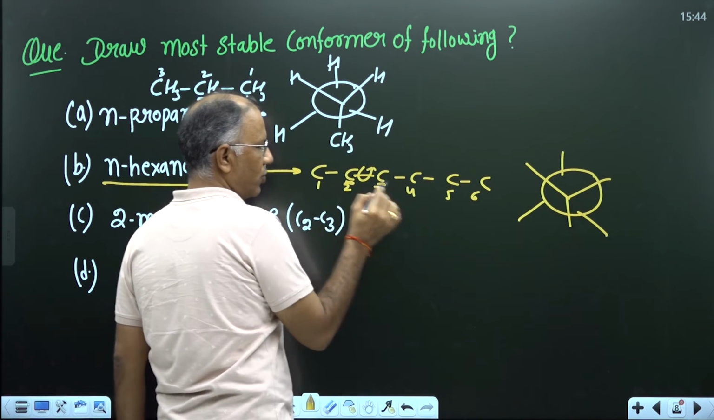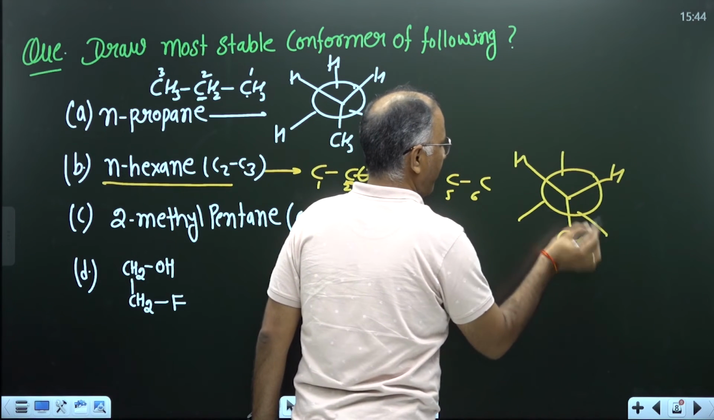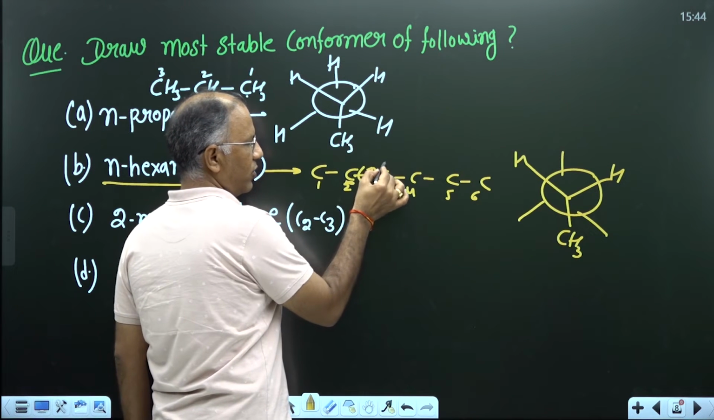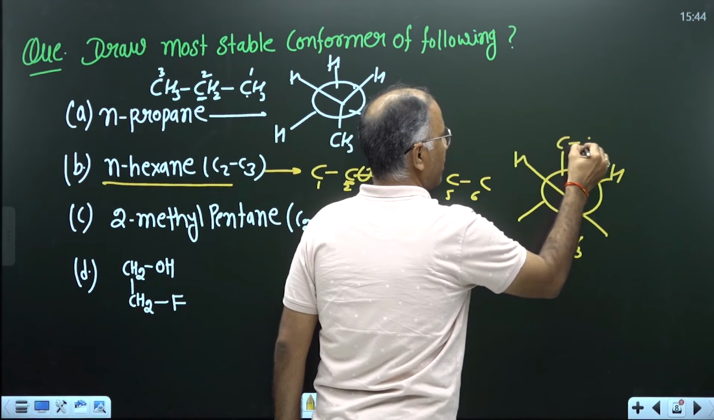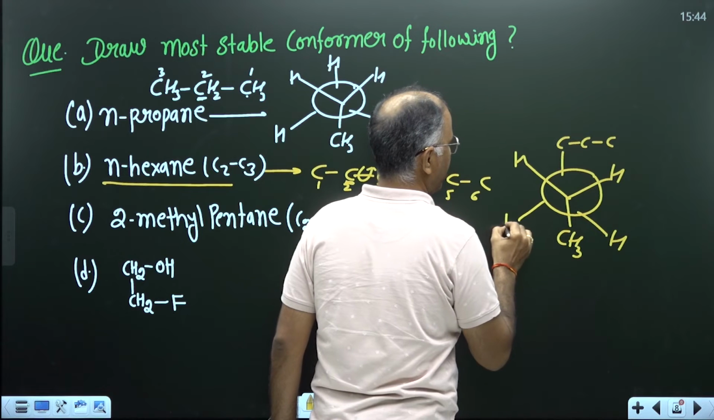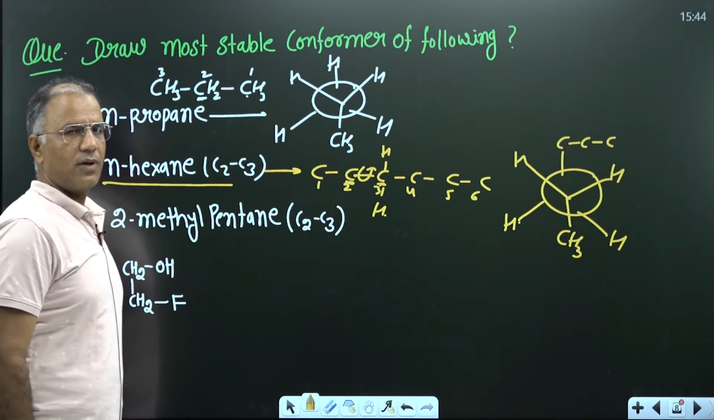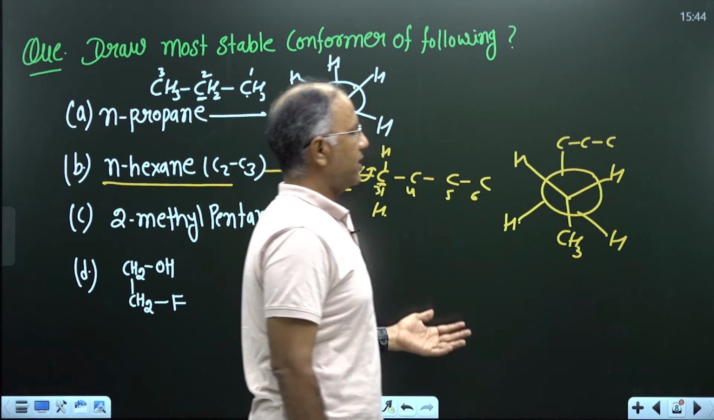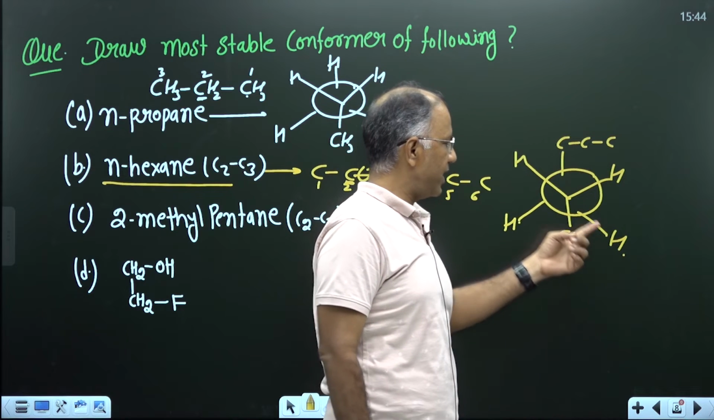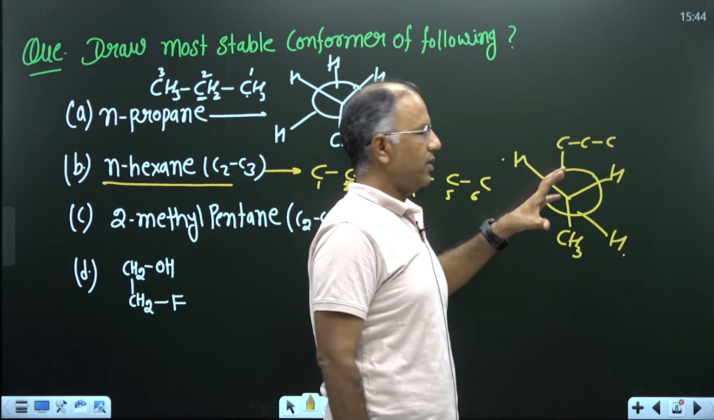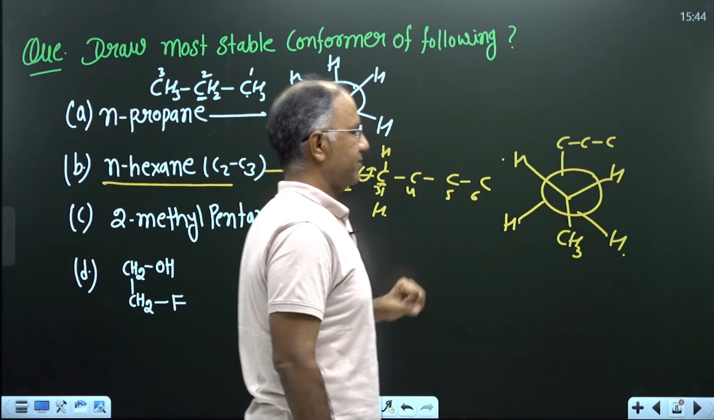Now for this C2, this is our C2, H, H and methyl. The backside carbon is C3. So C3 consists of 2 hydrogen and 1 propyl. Now this is the most stable conformer of normal hexane. You may draw this conformer or this Newman in another way also. For example, if methyl is here and propyl here, the same orientation. This means you have to keep this methyl and propyl at 180 degrees.